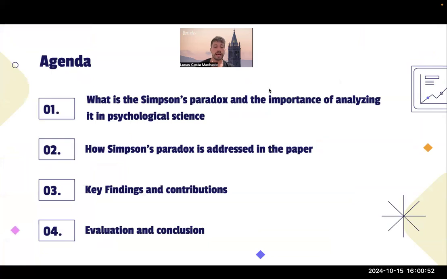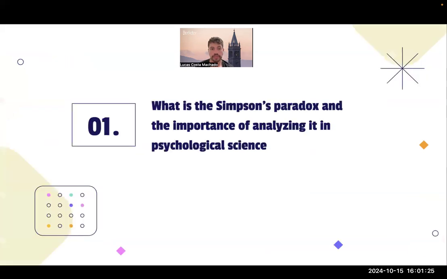To start with, I would like to divide this presentation in four stages. In the first one, we're going to discuss what Simpson's paradox is and the importance of analyzing it in psychological science. In the second part, we're going to discuss how Simpson's paradox is addressed in this paper. Also, we're going to discuss the key findings and contributions of the article. And finally, I'm going to do my evaluation and conclusion about this work.